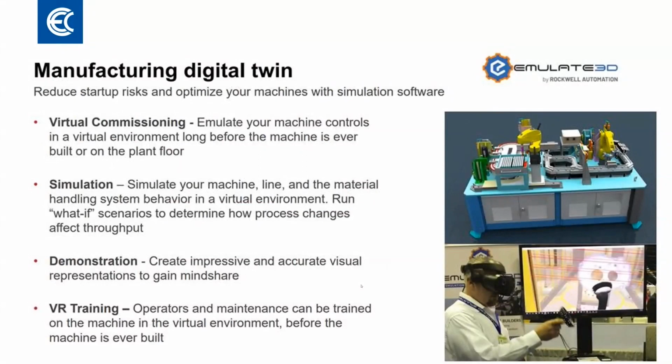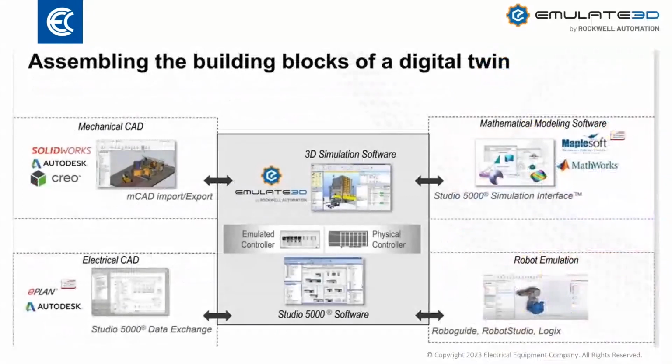So some of the building blocks of this digital twin: your mechanical CAD drawings, your electrical CAD drawings, get imported into Emulate 3D. You program your PLC in Studio 5000. You can run that in the physical PLC or in an emulated controller. And then Emulate 3D is going to take the place of all the physical components. We can do mathematical modeling. We can work with robots from different robotic vendors.